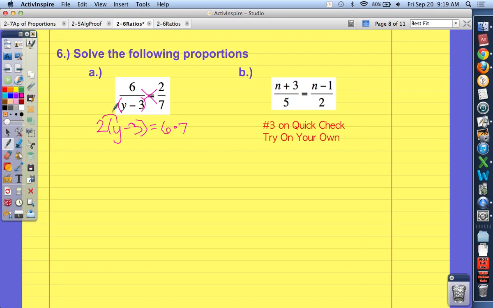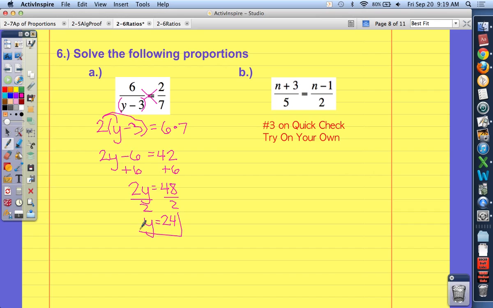We can distribute that 2, which is going to give me 2y minus 6 equals 42. Keep going. You should know how to solve this here. Add 6 to both sides. And then divide by 2. And your answer is 24.